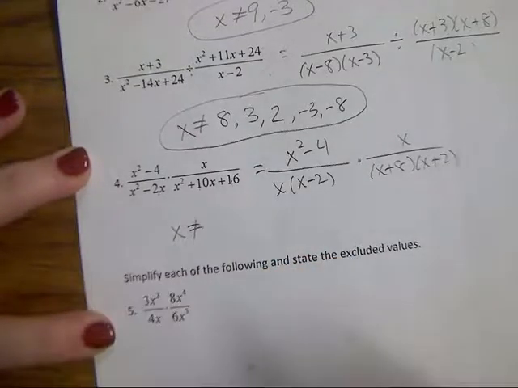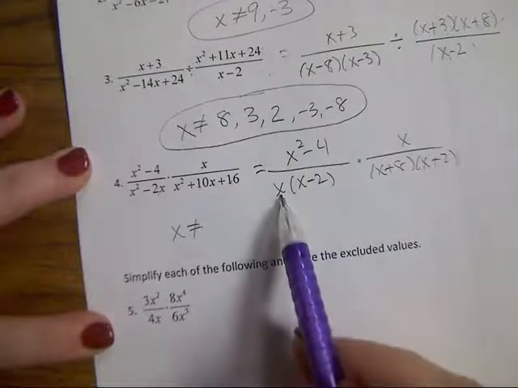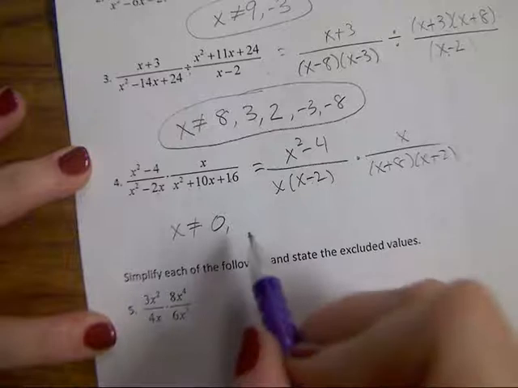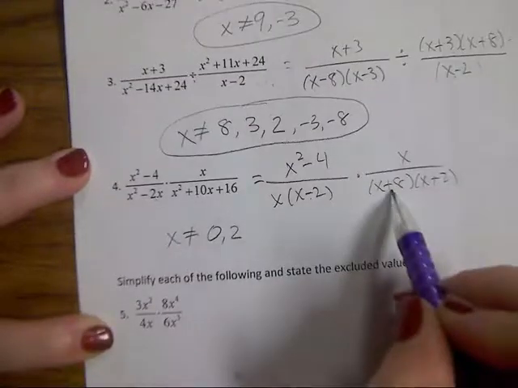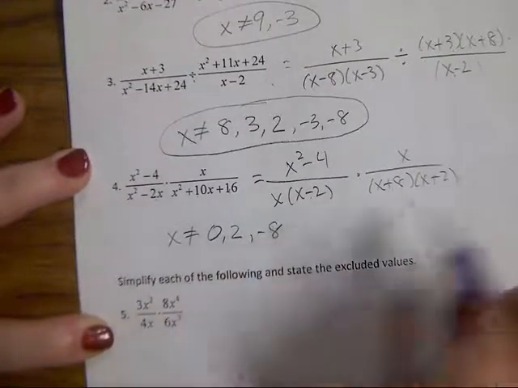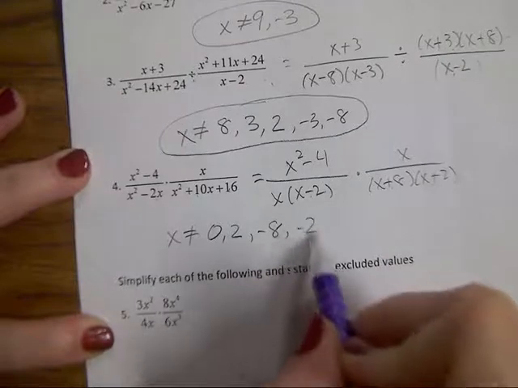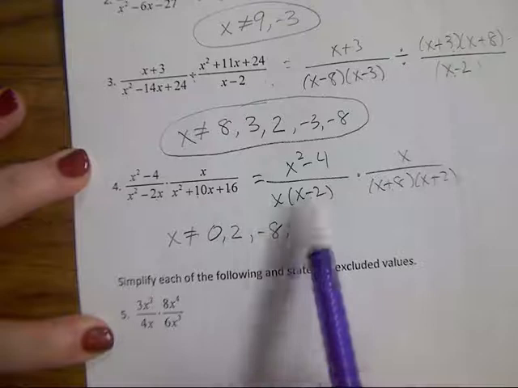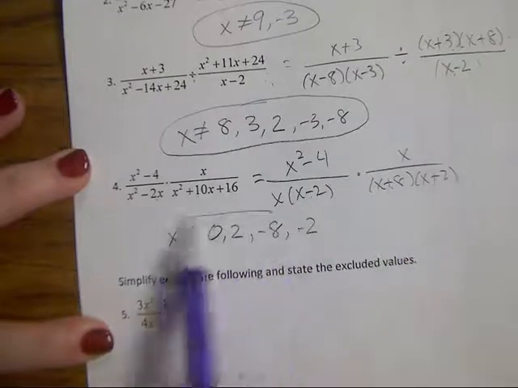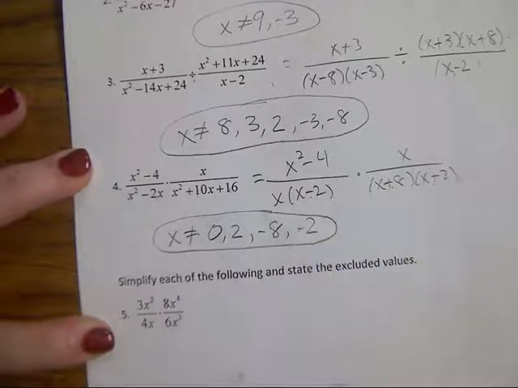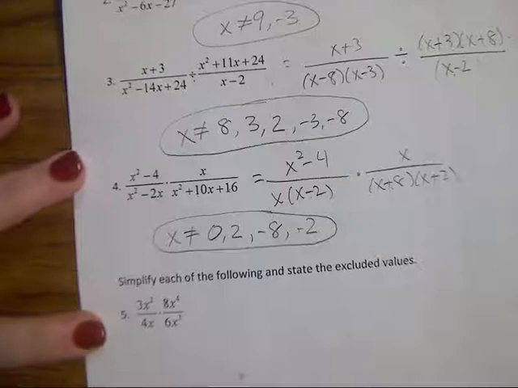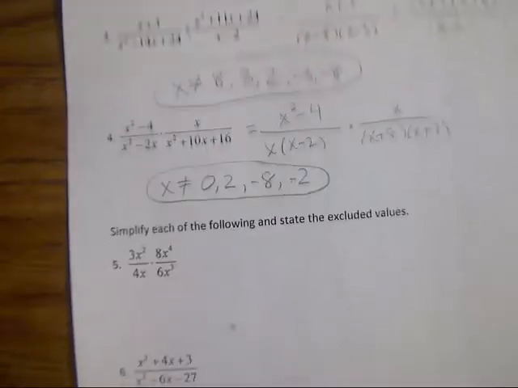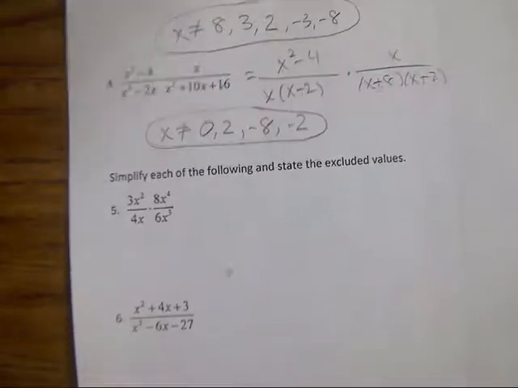Our domain restrictions right here, x cannot be 0. This piece tells me x cannot be 2. Here, x cannot be negative 8. Here, x cannot be negative 2. Okay, if x equals any of these values, it's going to make some piece in my denominator 0, which would make it undefined. All right, so that is all the excluded values. We're going to move on to simplifying.